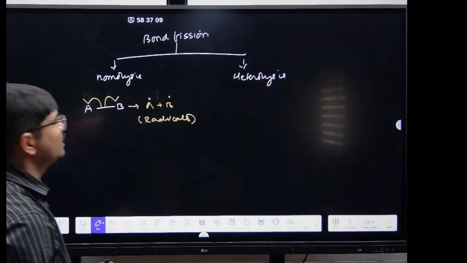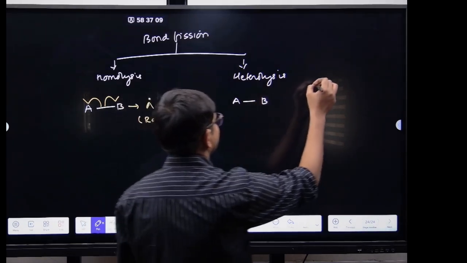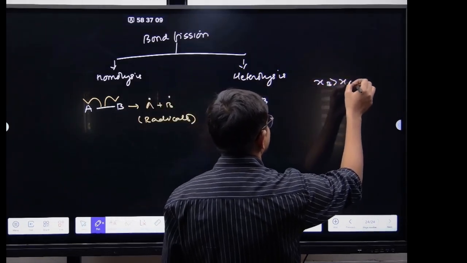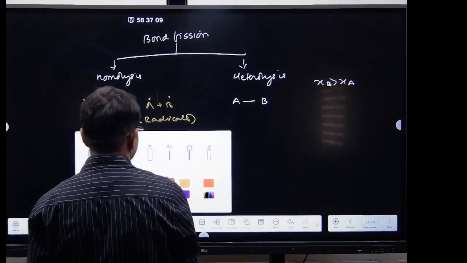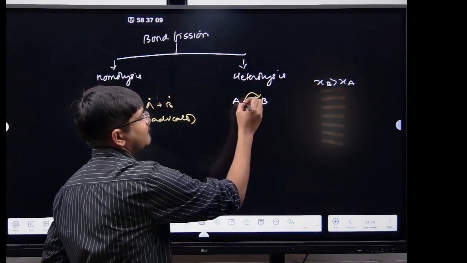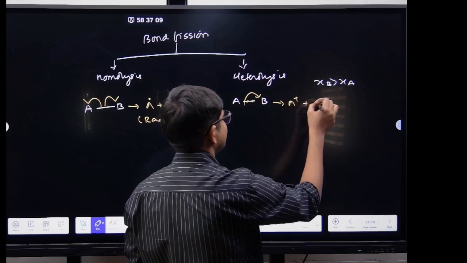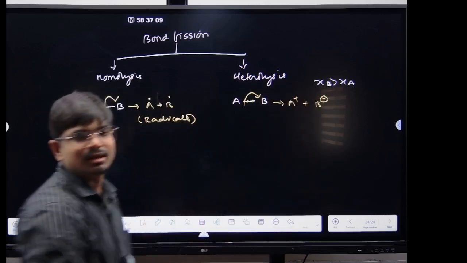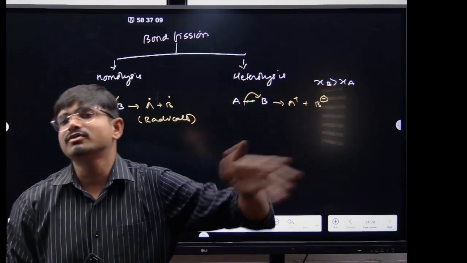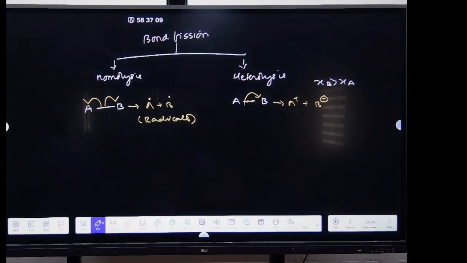Now it can break heterolytically also. Suppose you have this compound A and B, and the electronegativity of B is greater than the electronegativity of A. So it will look like this. Both electrons are going to B, so it will be A plus and B minus. So this is heterolysis. Here is the unequal distribution of electrons. Here is the equal distribution of electrons. So in homolysis there is equal distribution of electrons, in heterolysis unequal distribution of electrons.